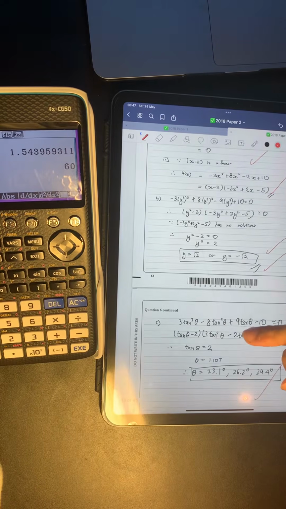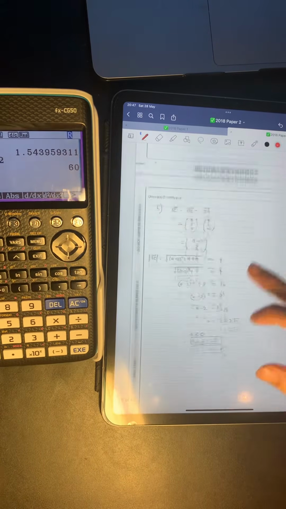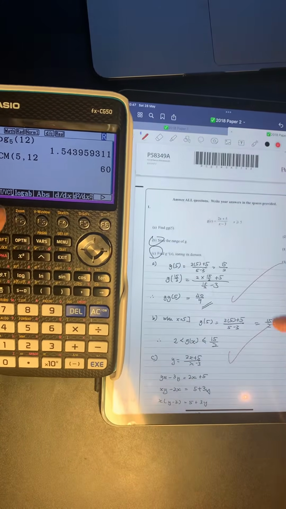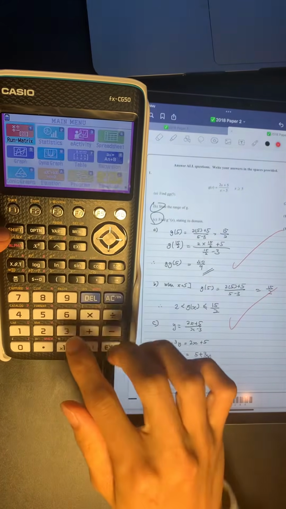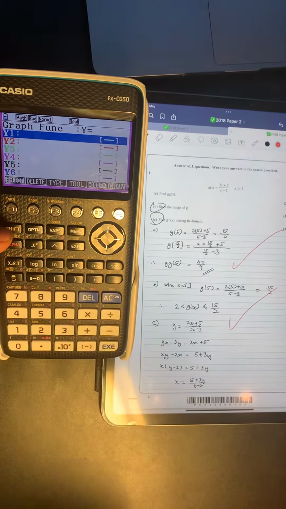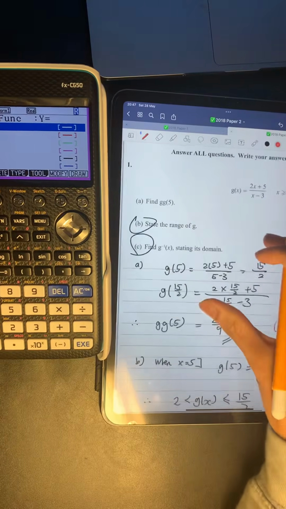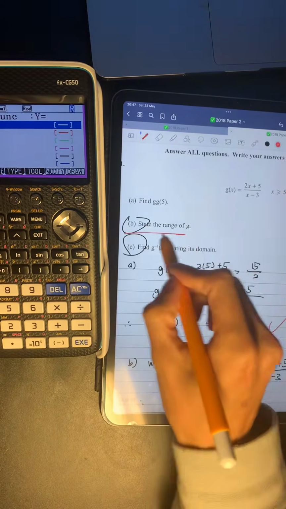Let's see what sort of questions this is super useful in, especially the graph mode. So let's go into graph mode and I'll tell you all about it. Press Menu 5 and you get into the graph mode. I'm on 2018 paper 2. First thing straight away: state the range of g.